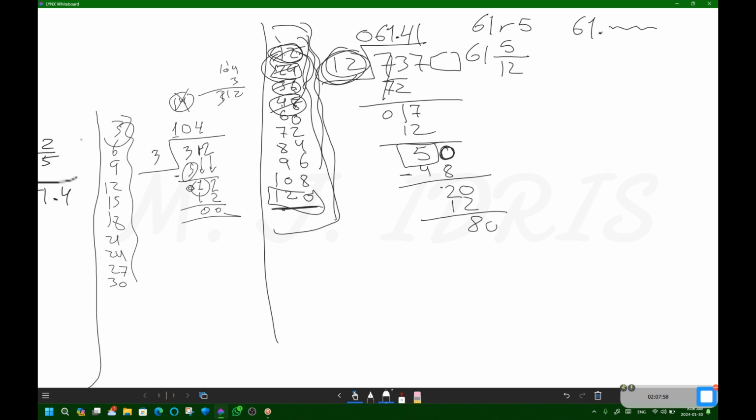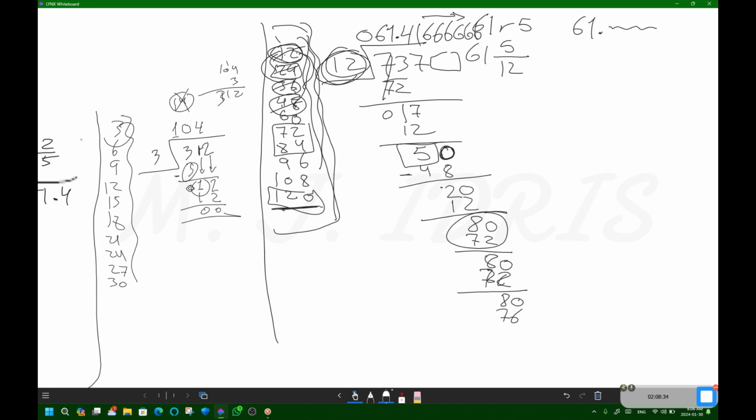Add another 0. 80 divided by 12, the closest is 72, which comes from 6. Subtraction, 80 minus 72 is 8. 80 same thing, it will be 72, which comes from 6. Subtraction gives me 8 again, meaning 80, 72, from 6. That's what we call infinite. It doesn't end. It will go 6 6 6 6 6 all the way.